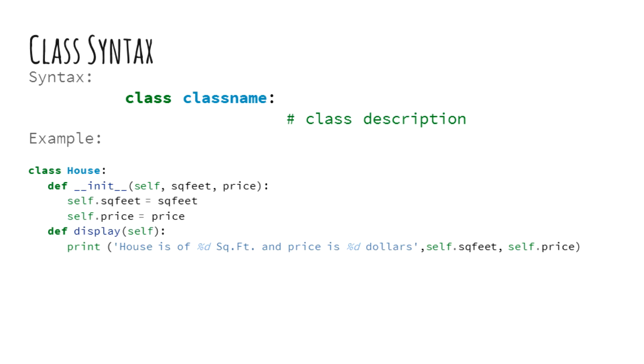This function always takes one argument, self. Self refers to the object being created. Self is like this in Java or C++. Here, the display function is written to display various attributes of the class. And as you can see, these attributes are accessed by using the dot syntax, like self.price.